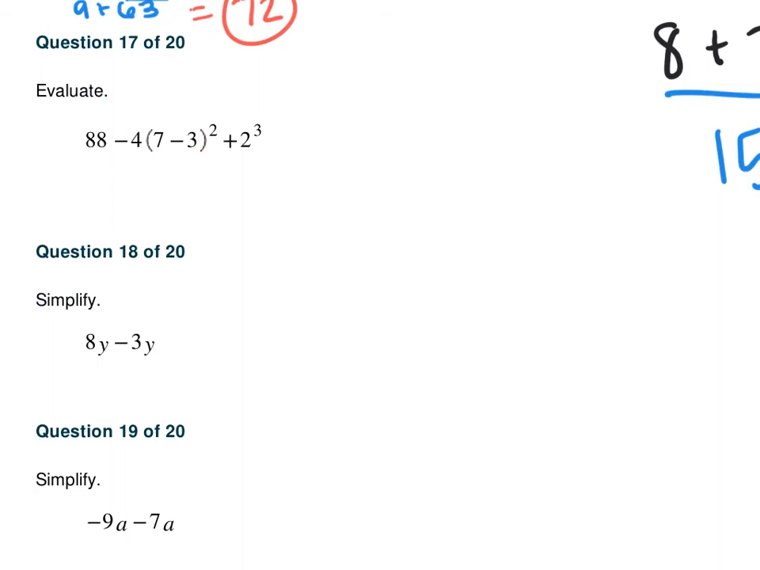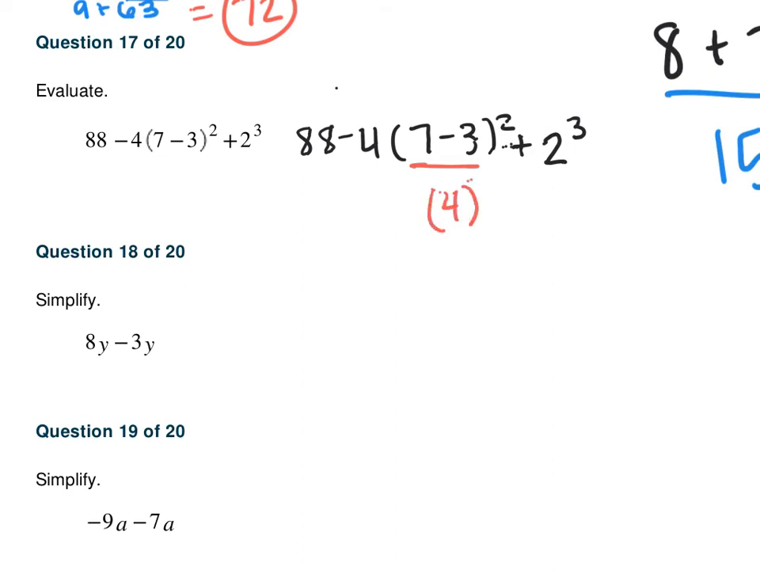Question 17 is also evaluating, so we're just using our order of operations again. So I have 88 minus 4 times 7 minus 3 squared plus 2 to the third power. I'm going to start at the top of my order of operations, which the first step is parentheses. I have parentheses here, so I have 7 minus 3. That gives us 4, and we're keeping that in the parentheses still and squaring that, and then adding everything else to it, copying everything else down.